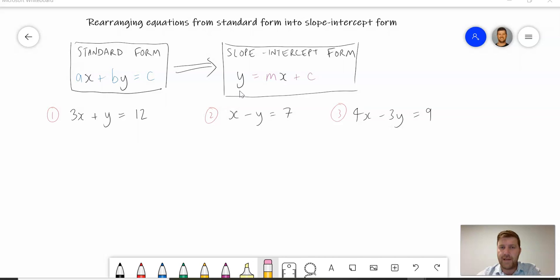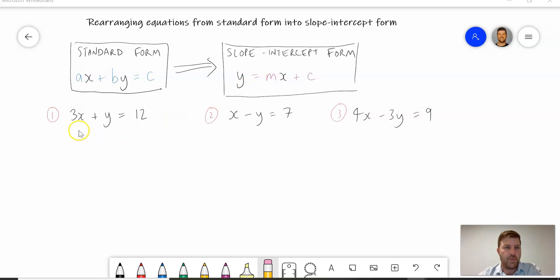It's by itself on the left-hand side. It's isolated by itself with a coefficient of 1. Slope-intercept form is useful because you can draw a straight line from looking at a linear equation when it's in this form. It's also easy to compare gradients of multiple linear equations to determine whether they're parallel or perpendicular. So slope-intercept form can be useful, and for that reason I'm going to show you how to convert or rearrange standard form into slope-intercept form in this video.